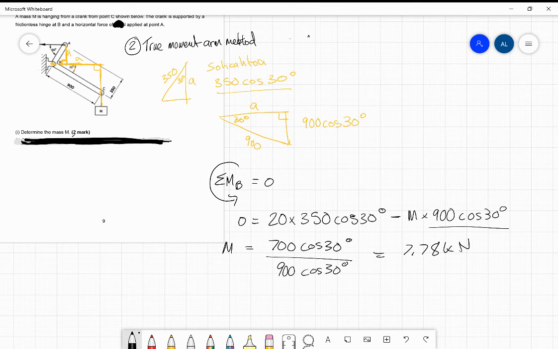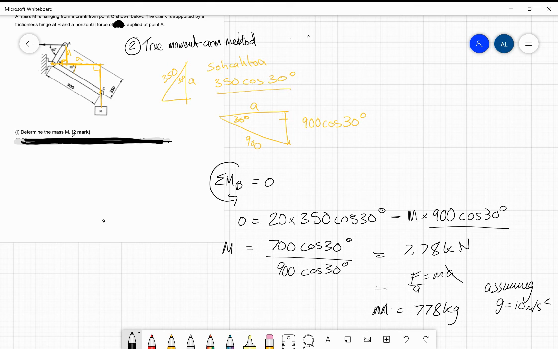Obviously, we need to find the mass, so we simply divide by the acceleration due to gravity, because F equals mass times acceleration. So our mass becomes 778 kilograms, assuming G equals 10 meters per second squared.